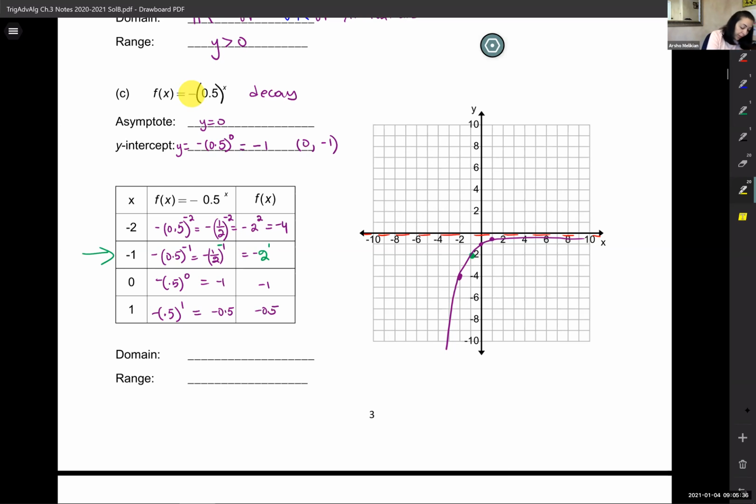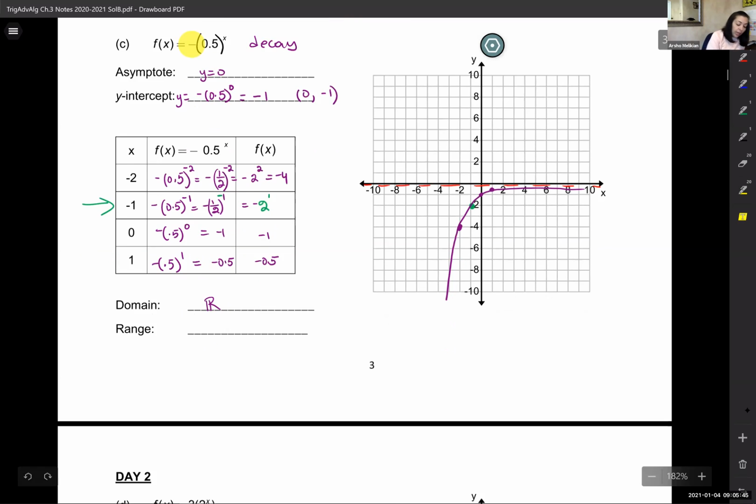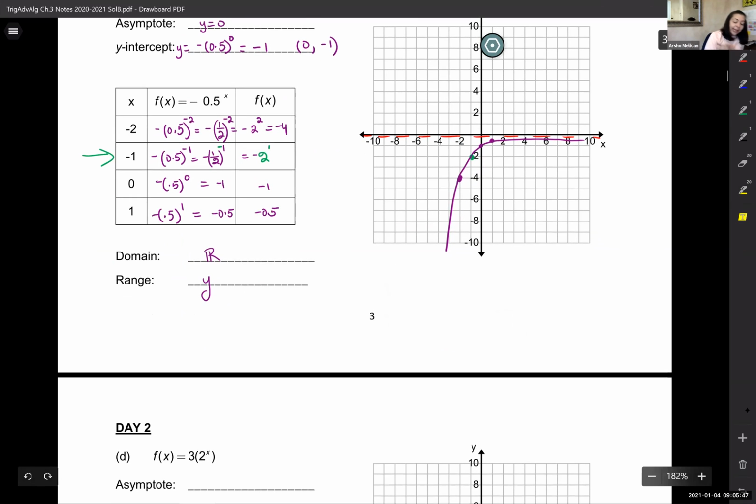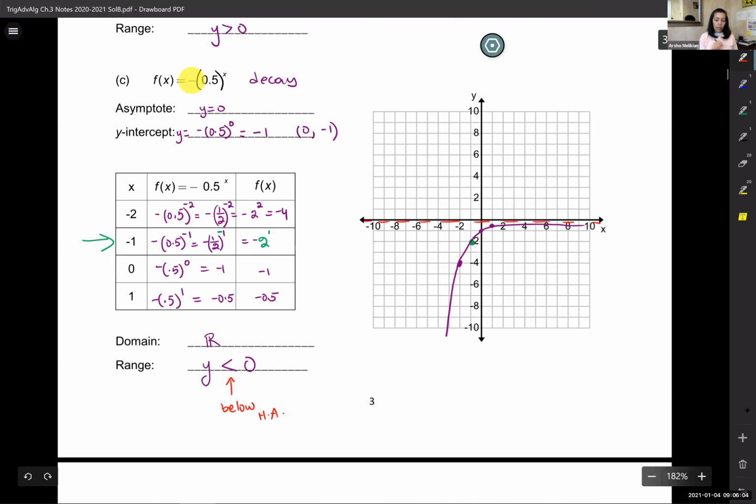Okay, so now here's my question. What's the domain? Well, all real numbers again, because it's an exponential function. What's the range? This time, because it's below the x-axis, its y is less than 0, right? Less than, because it's below the horizontal asymptote. Okay? Any questions?